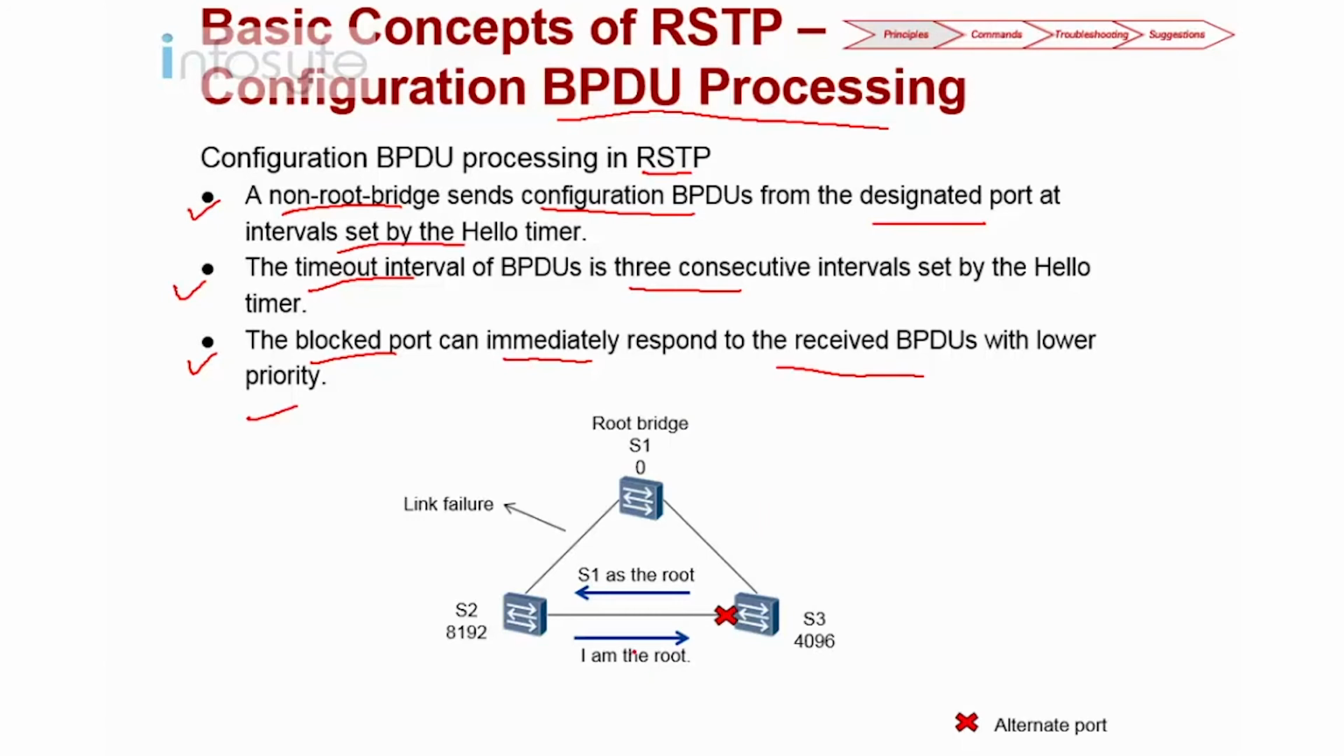So you can see that even if I am a non-root bridge with 4096, because there is a link failure, I will immediately send a BPDU saying that I'm the root. Switch 3 responds to say, hey, I am 4096, you are 8192, so I will become the root. So now the path will be in forwarding. That is the first difference in RSTP.